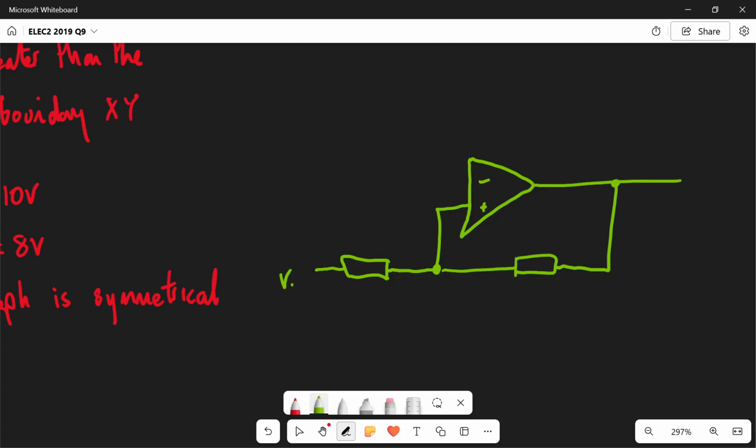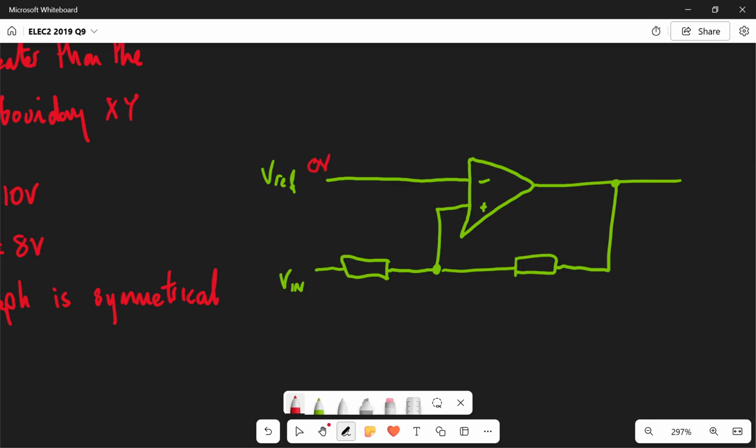The input value, I'm going to call it V in, is on the left hand side of the left resistor, and we've got a reference voltage. Now, what we need to do is put some values to this from the information that we've been able to glean. Well, because it's symmetrical around 0 volts, Vref is going to be 0 volts.